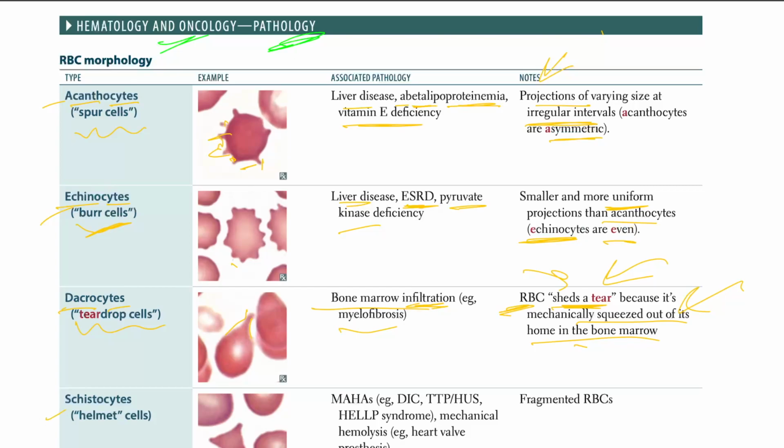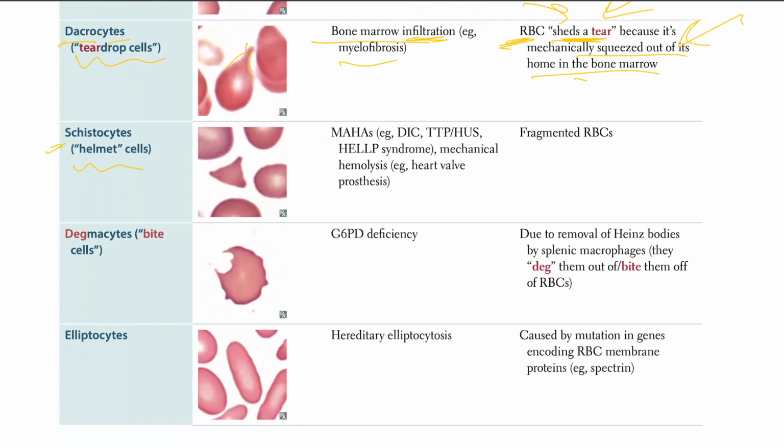Then we have the schistocytes. They are the helmet cells. Look at the helmet. These are seen in MAHAs, microangiopathic hemolytic anemias. Examples: DIC, TTP, and HUS, HELLP syndrome, and mechanical hemolysis, for example in heart valve prosthesis. These are the fragmented RBCs. So schistocytes are fragmented RBCs.